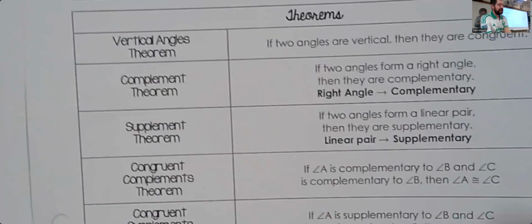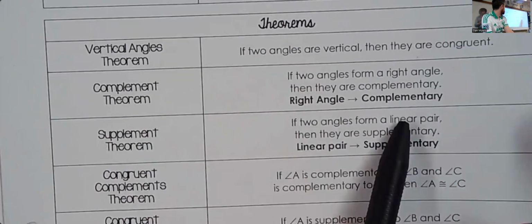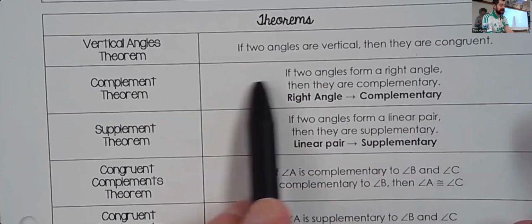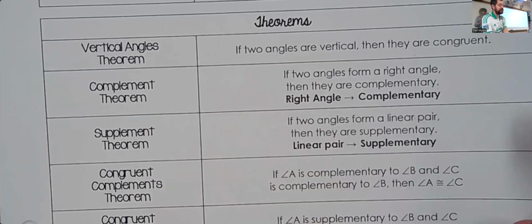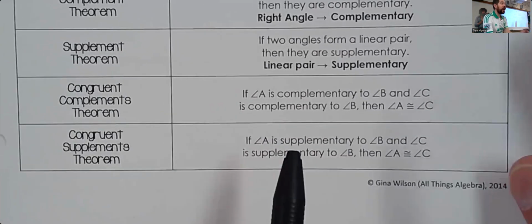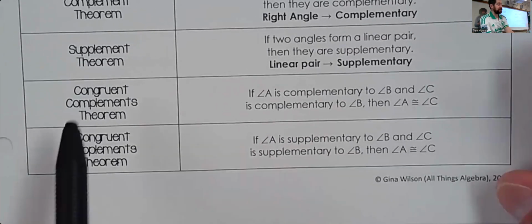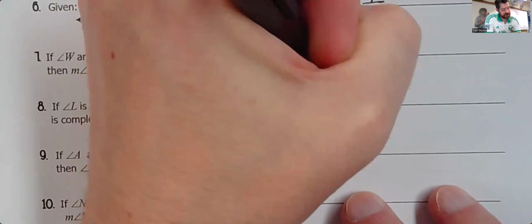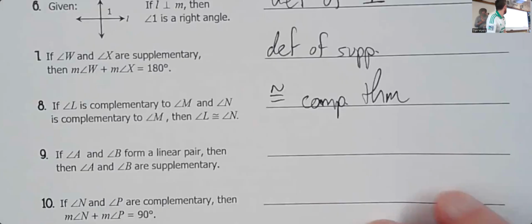So complement theorem, right angle, means that two angles that form a right angle are complementary. That's the complement theorem. Two angles that are complementary to the same angle are congruent to each other. That is the congruent complements theorem. So, congruent complements theorem. All right.